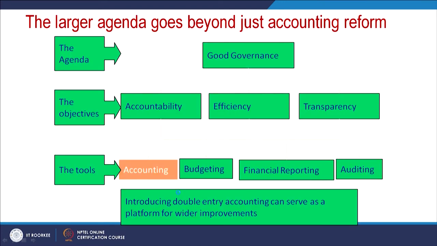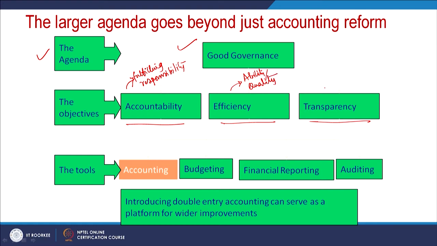Next you can see how the accounting manual will help in improving good governance. Now the agenda is good governance, and the objectives under good governance are accountability, efficiency, and transparency. So accountability basically refers to fulfilling responsibility, because you are not going away from your responsibility. Efficiency refers to your ability and quality, and transparency refers to trustworthiness, the worthiness of the government as accessed by people, right.